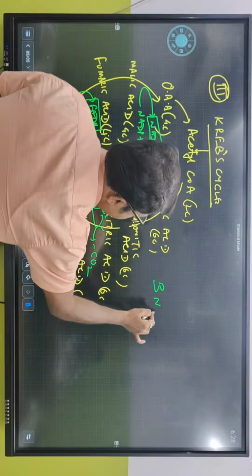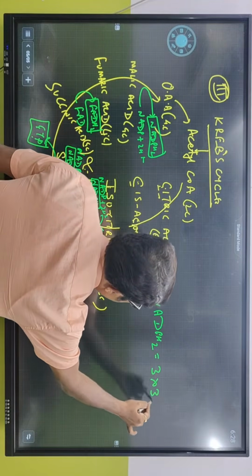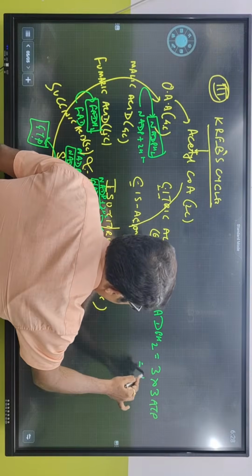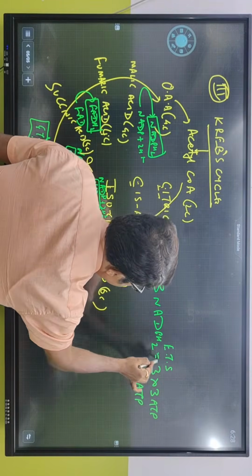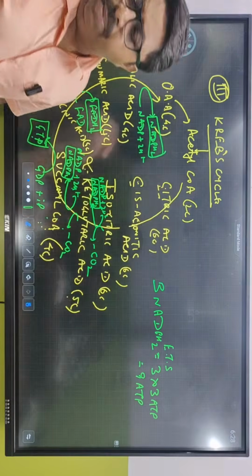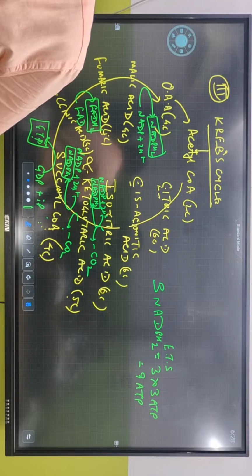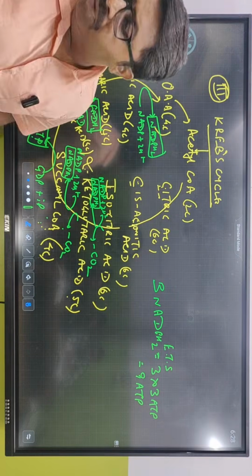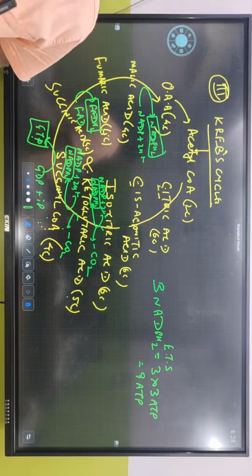3 NADH2 were formed. There are 3 NADH2 being formed, which is equal to 3 into 3 ATP is equal to 9 ATP. After going into the ETS, when it gets inside the ETS, it's going to give rise to 9 ATP. Called what kind of phosphorylation? Oxidative or substrate level? Oxidative phosphorylation. Clear? Oxidative phosphorylation.